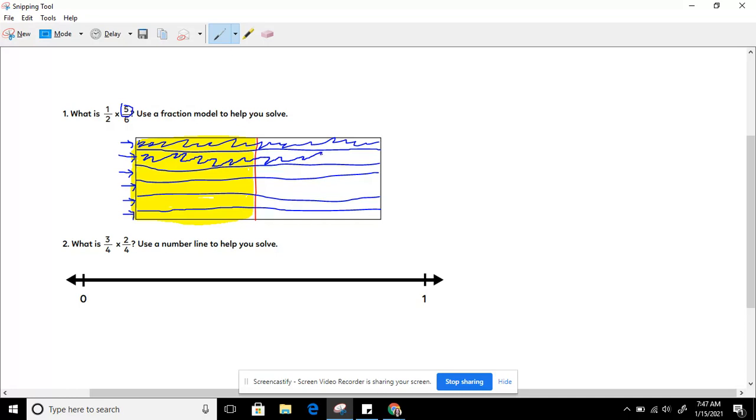All the way across, there's 2/6. All the way across is 3/6. All the way across, 4/6 and 5/6. Okay, so now I have my two fractions represented in this number model.